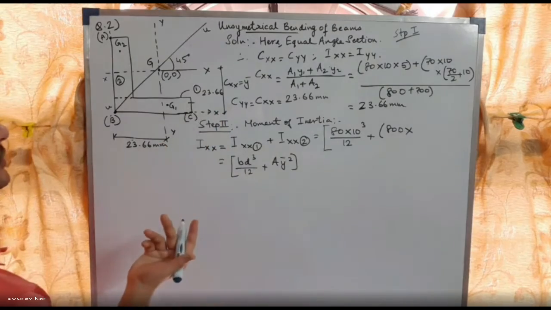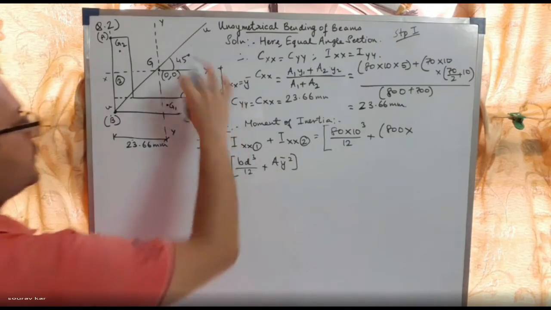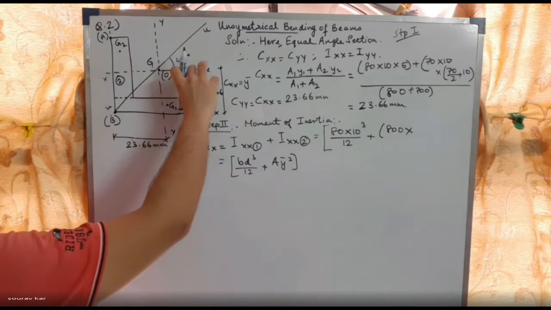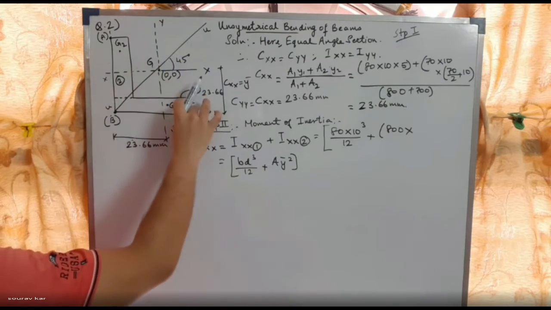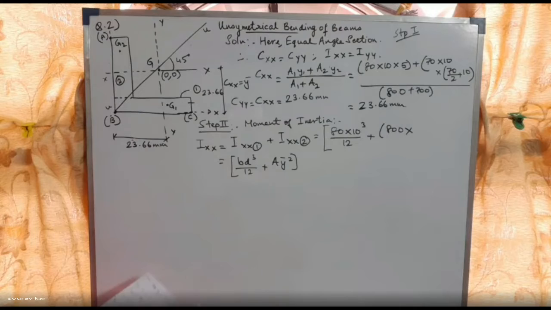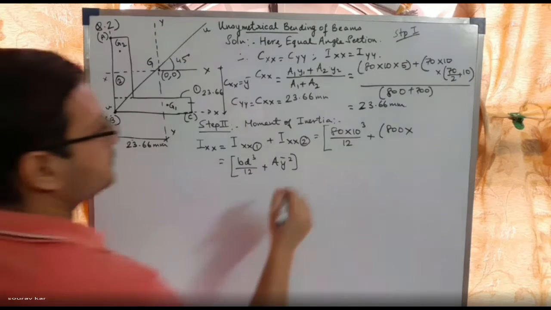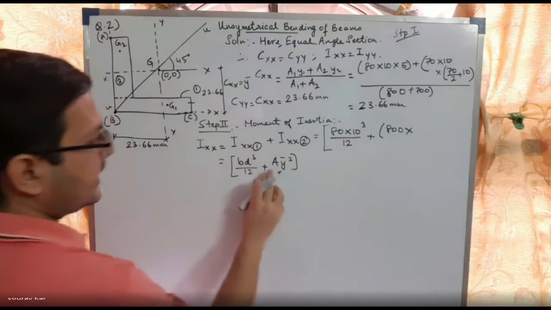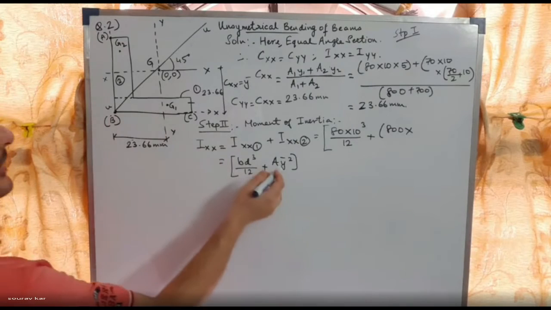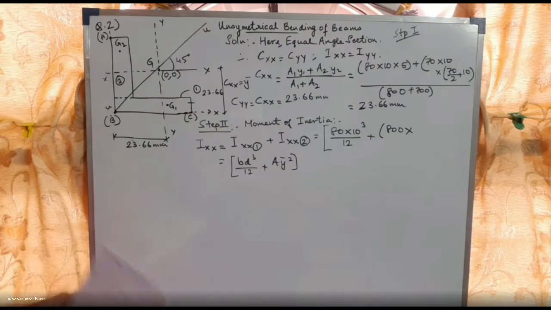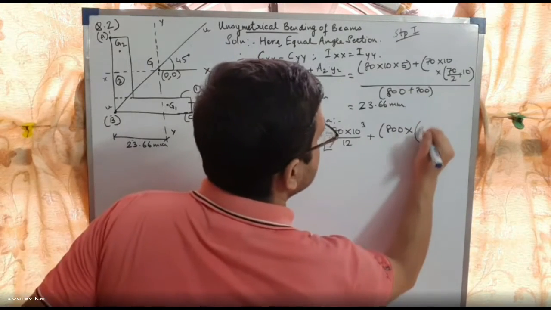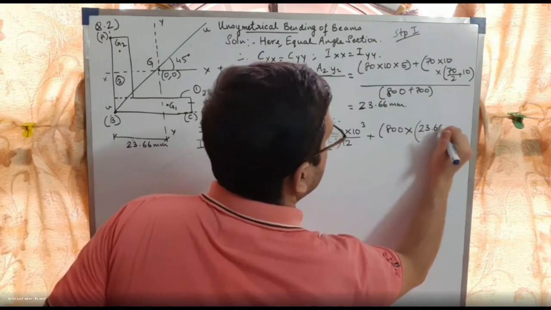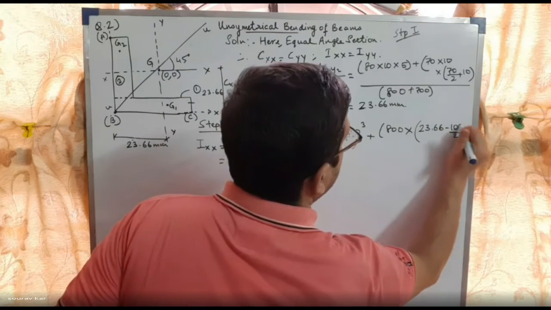Or no problem, you can, no problem. Okay. So this y bar square is nothing but the distance between the CG of the whole body and this body. So 18 into 10 cube by 12 plus area 800 into y bar, where y bar is the distance between this CG and this body's CG. So the total body CG is 23.66 minus this body's CG.